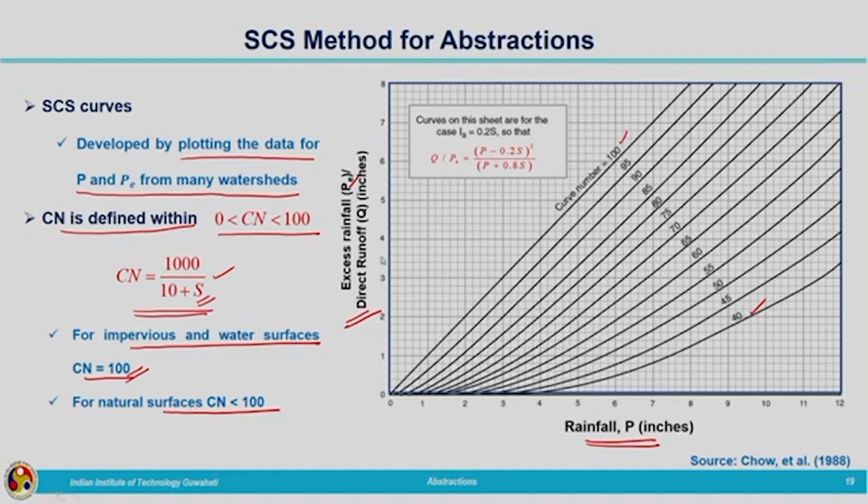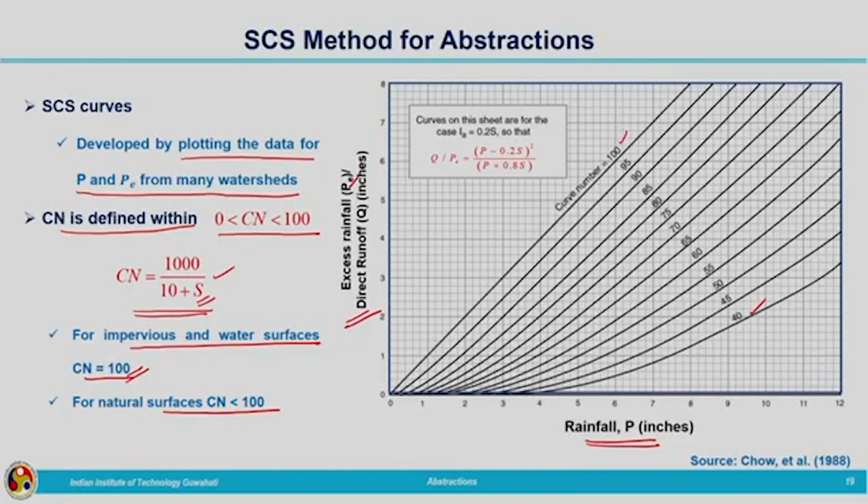So, now in the case of an impervious surface where CN value is equal to 100, we can look into the curve. For a total rainfall of 4 inches, you can consider the curve corresponding to 100, and we will be getting the runoff value or the excess rainfall as 4 inches itself. So, that means if curve number is 100, that is representing a water surface or impervious surface, entire water is converted to runoff.